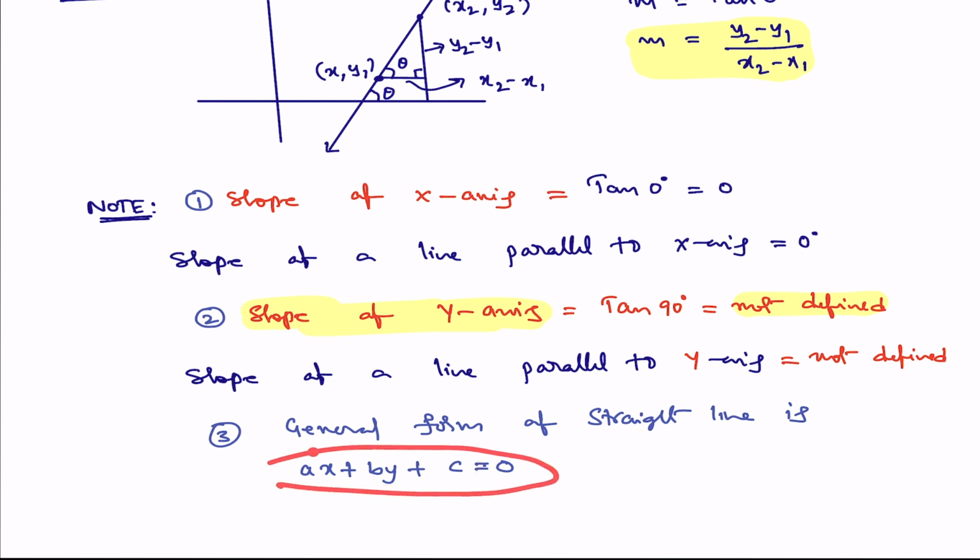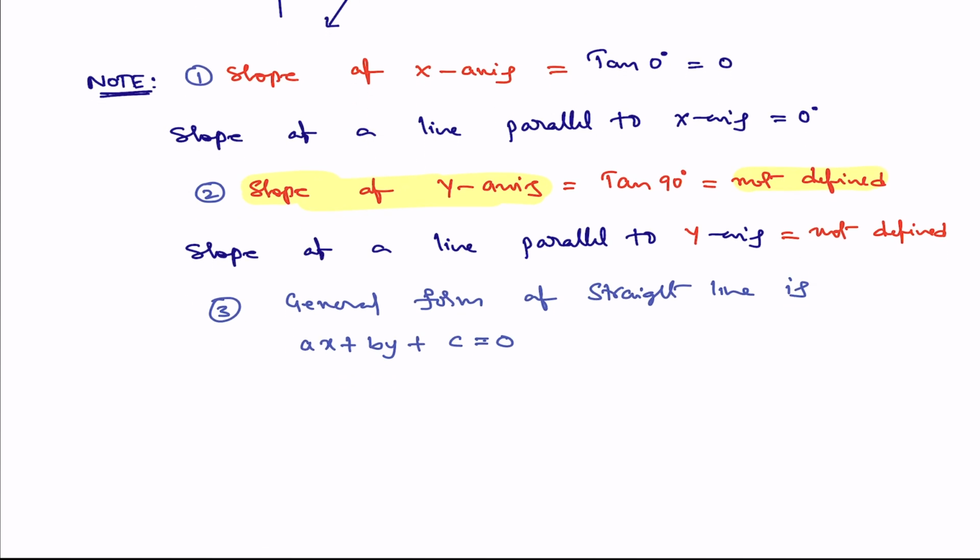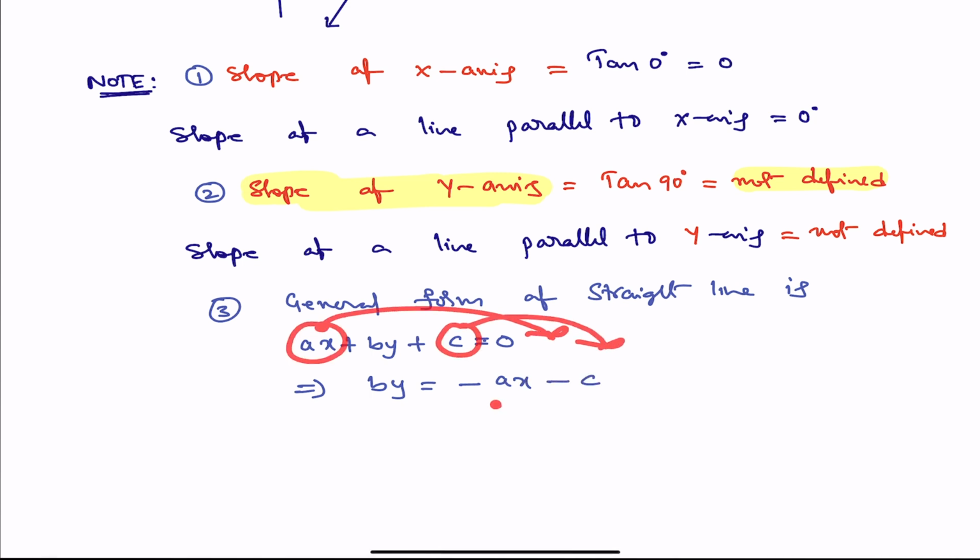What is the general form of a line equation? Ax plus by plus c equal to 0. If you write this line equation into slope intercept form, meaning y equal to mx plus c, in this slope intercept form, m is known as the slope of a line. So from this, by is minus ax minus c. Take ax to the right hand side, take c to the right hand side. What is y from this? Y is minus a divided by b into x minus c divided by b.